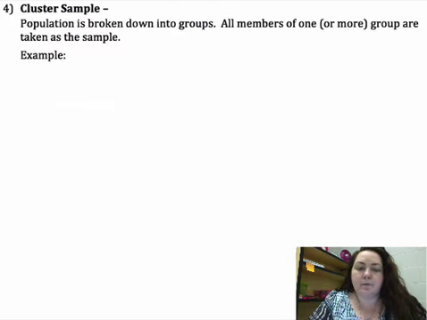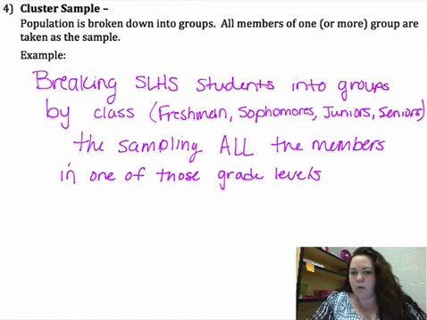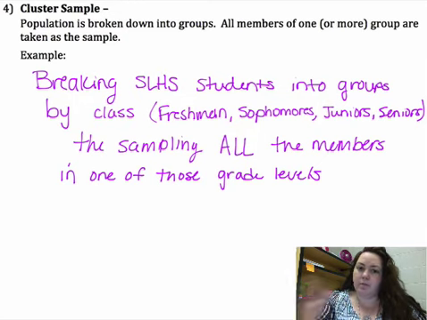A cluster sample: the population is broken down into groups. All members of one or more groups are taken as the sample. So you're only picking like one group. So we would break Sun Lake High School students into groups by class: freshmen, sophomores, juniors, seniors. And then I would sample all the members in one of those grade levels. So I would just choose to sample only the seniors. And I'm going to look at that cluster, and I'm going to use that to make my predictions.